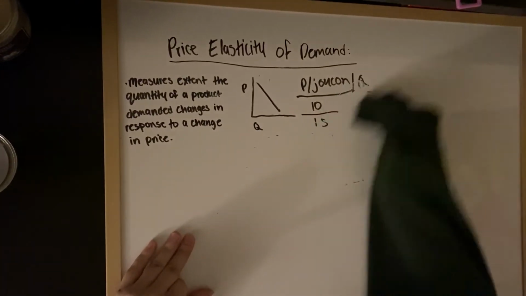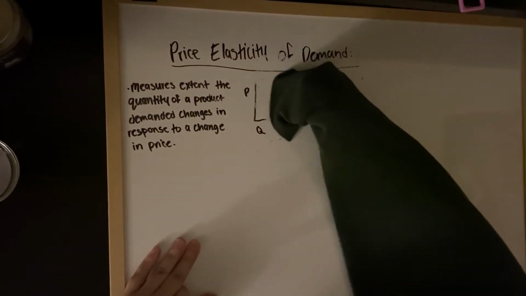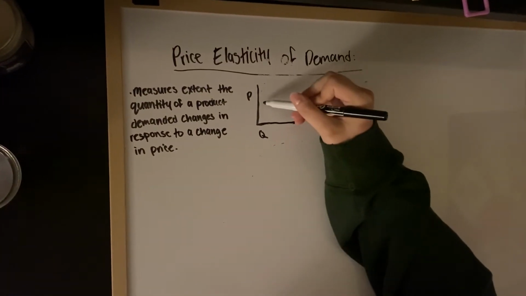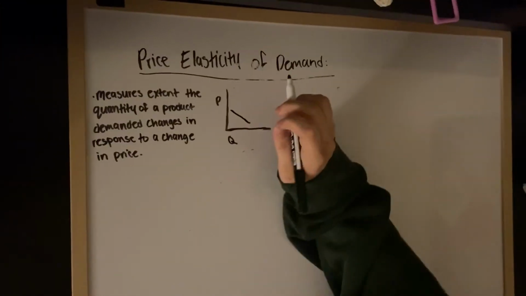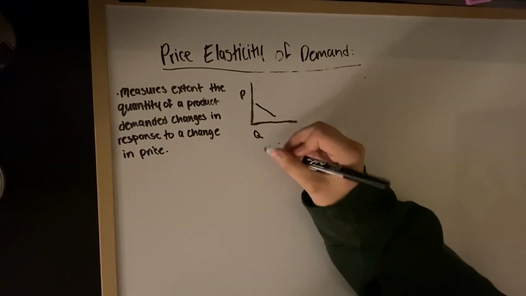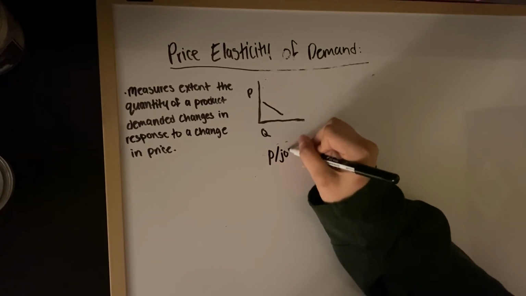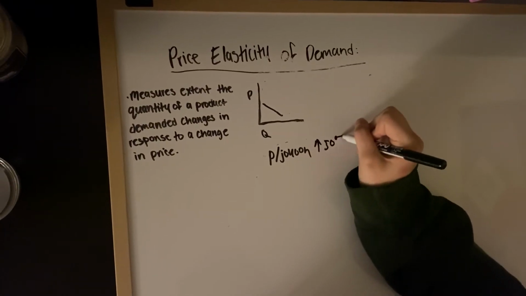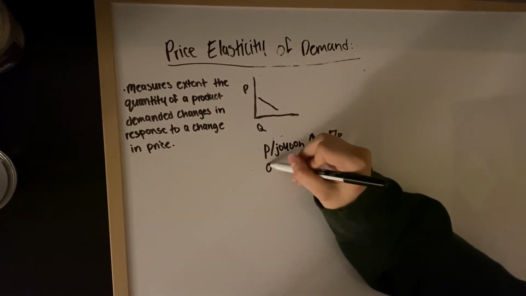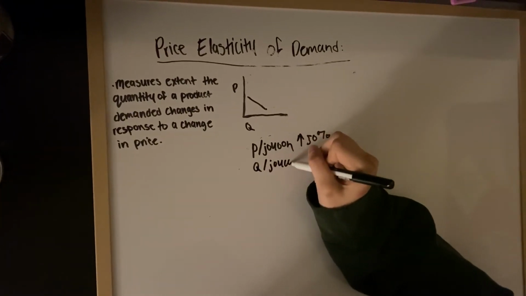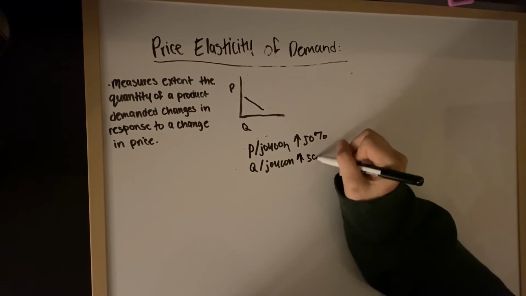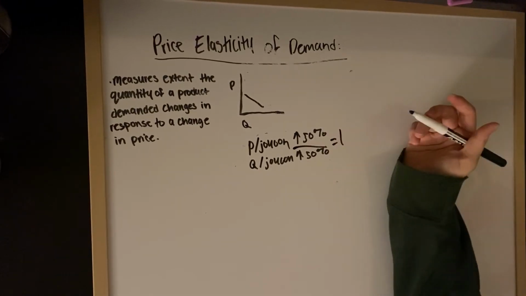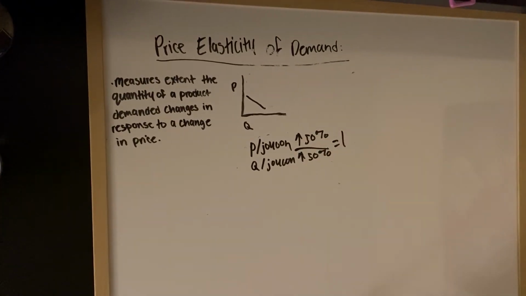So the next one is unit elastic. So unit elastic tends to look like this. And so that basically just means the price per Joy-Con goes up by 50%, and then the quantity of Joy-Con also goes up by 50%. It equals 1. So that would give you unit elastic, because unit elastic always equals 1.